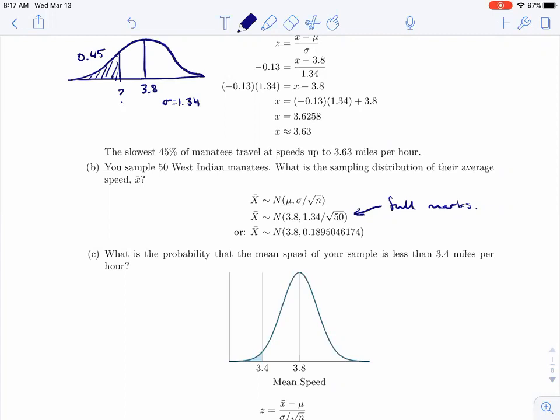Yeah. If it's not clear on the test how many decimal places you should use, then just ask me during the test. If you're unsure, then just ask.